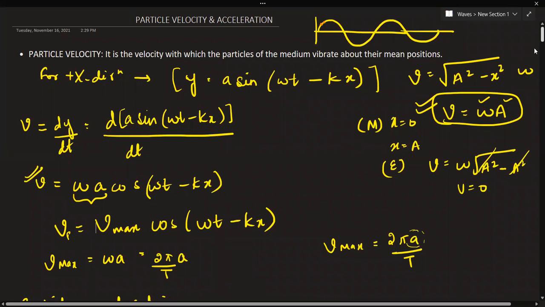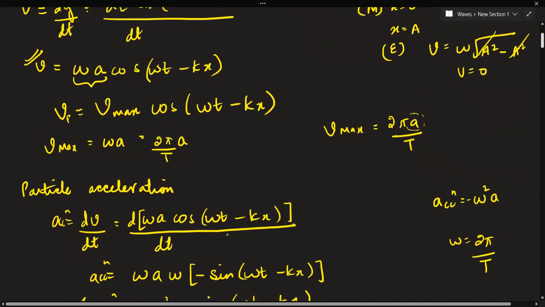V max is equal to omega a, and omega is the angular frequency, 2 pi times nu, where nu is the linear frequency. This frequency is inversely proportional to time, so omega becomes 2 pi by capital T also. So these are the two formulae for the angular velocity, and V max can also be written as 2 pi a by T.